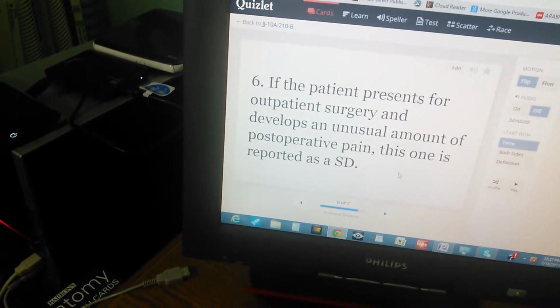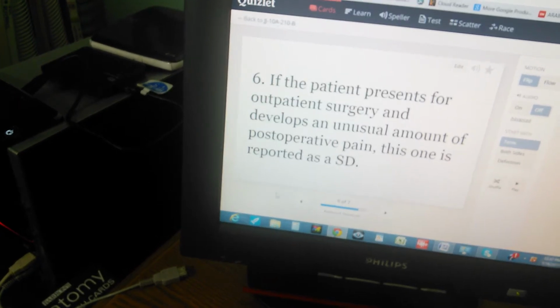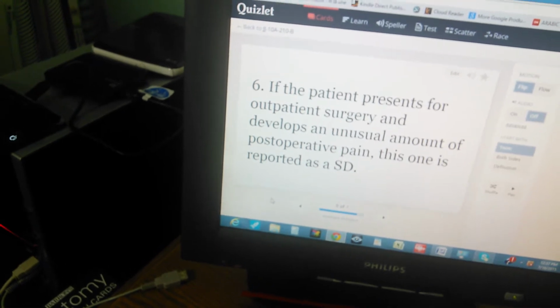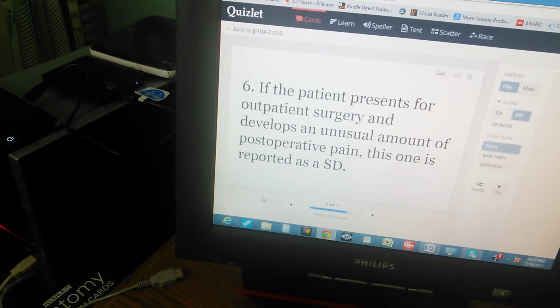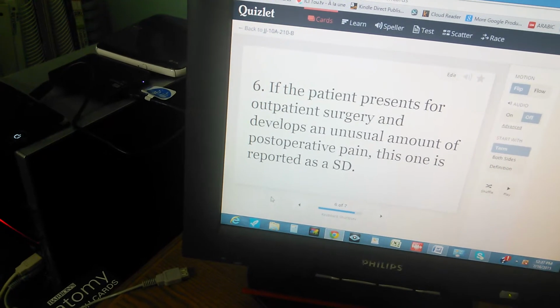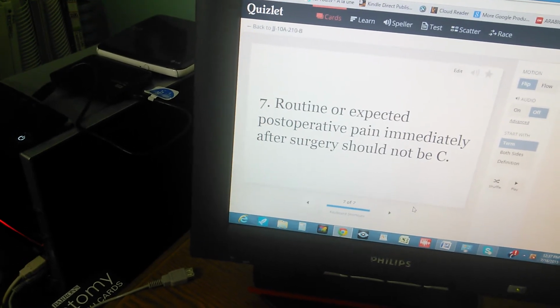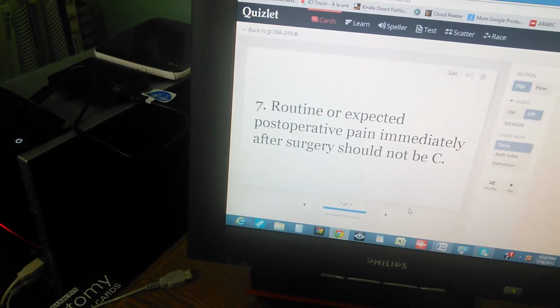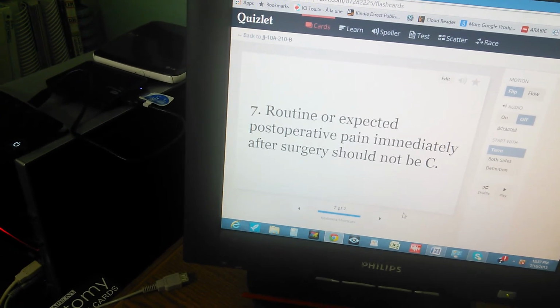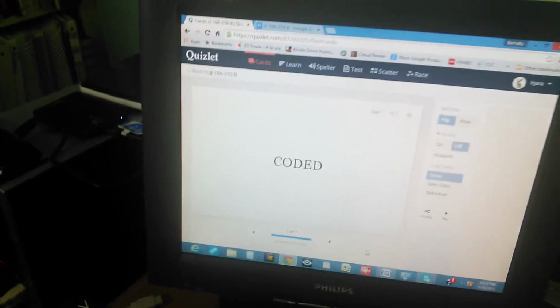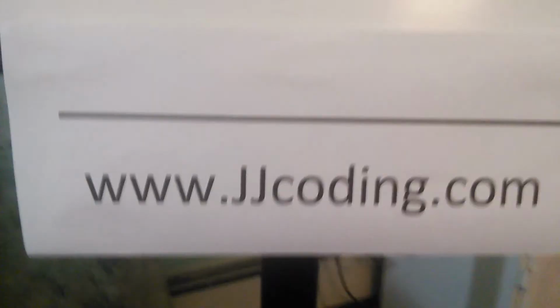6. If the patient presents for outpatient surgery and develops an unusual amount of postoperative pain, this one is reported as a SD. Secondary diagnosis. 7. Routine or expected postoperative pain immediately after surgery should not be C. Coded. Okay, those are the questions in the flashcards.